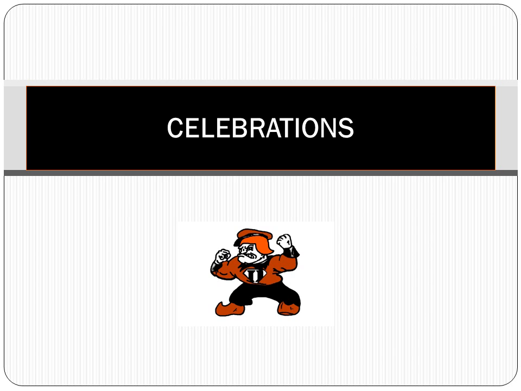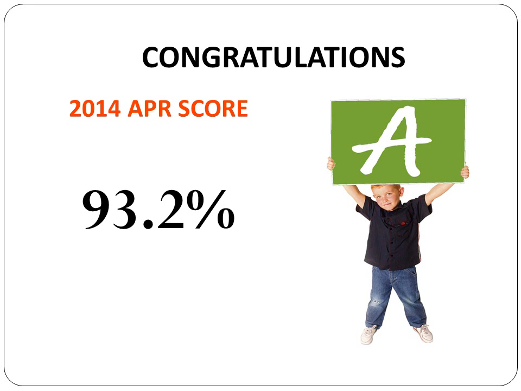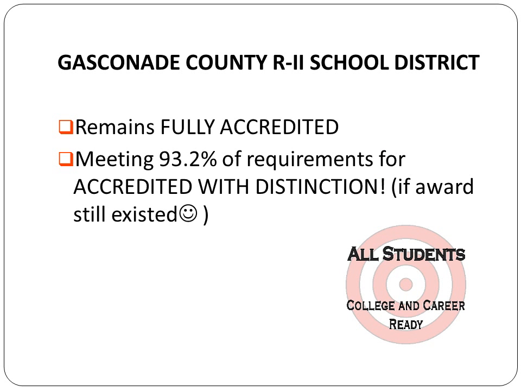So let's talk about some celebrations. Congratulations to the district. In 2014, our API score was a 93.2%. That's an A, ladies and gentlemen, and we did reach our goal, and we met our goal as a district for our CSIP goal A. Gasconade County, our 2 school districts, still remains fully accredited and meeting 93.2% of the requirements for accredited with distinction if the ward still existed.